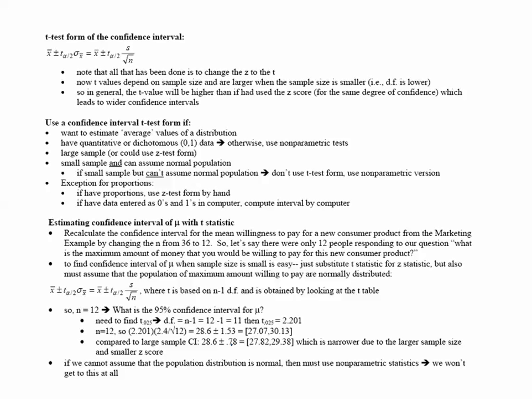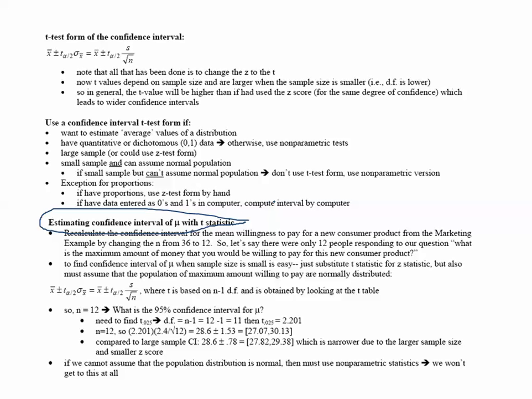So let's apply the t-distribution to the example that we had previously, where we were trying to estimate the willingness to pay for a certain product, and we were trying to estimate the population willingness to pay. So we want to recalculate the confidence interval for the mean willingness to pay for this new consumer product.